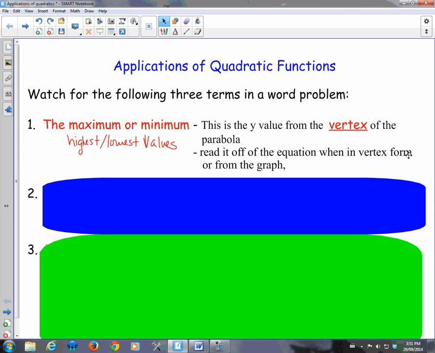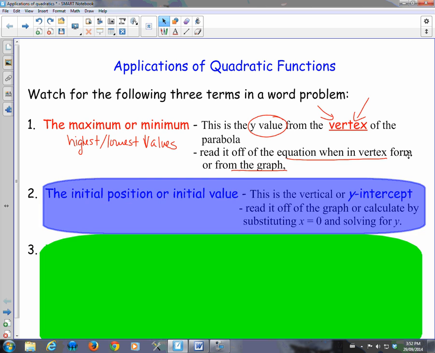If a word problem talks about the maximum or the minimum, they're talking about the y value of the vertex. And you know that you can get the y value of the vertex from the equation when it's in vertex form, y equals a(x minus p) squared plus q, or you can look at the graph and read it right off the graph, see where the vertex is. So if a word problem talks about a maximum or a minimum, a high or low value, you're looking for the y value of the vertex.